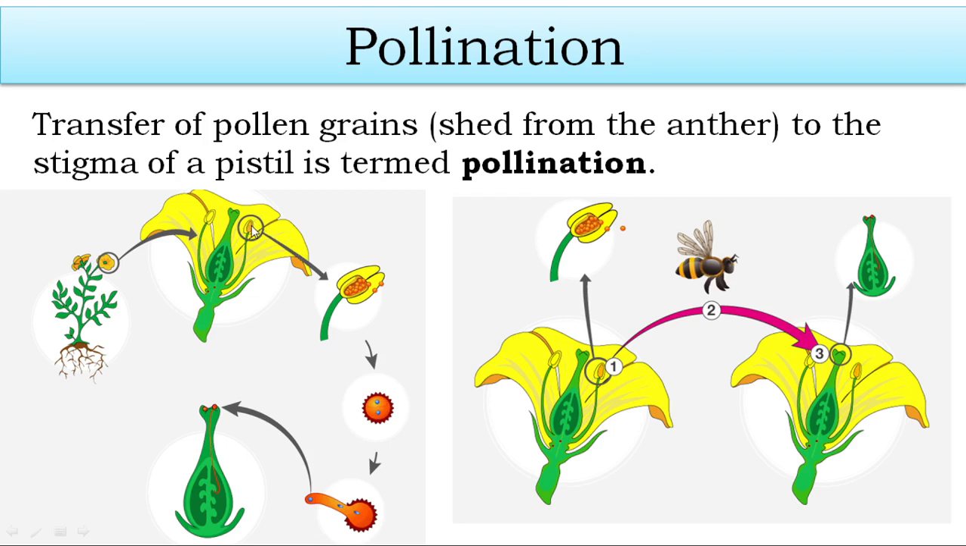Okay, so you know that pollen grains are within the anther. And when the anther bursts open, the pollen grains are released and are carried somehow by different agents towards the stigma of the pistil. So this particular process of the transfer of pollen grain from the anther to the stigma is called pollination. And later on, we will discuss different pollinating agents. How does this transfer happen?